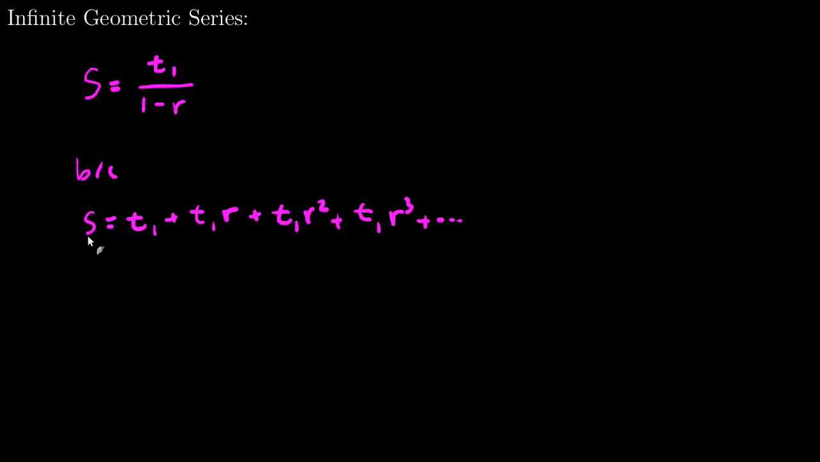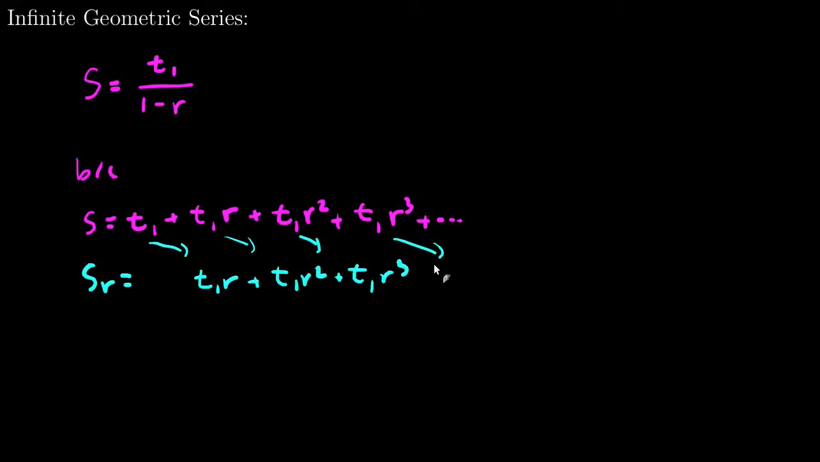If I multiply this by r, so I have s times r, basically what that does is that transfers each of these over. So instead of having t1, now I have t1 times r. It distributes to everything. And instead of having t1r, I have t1r squared. Instead of t1r squared, I have t1r cubed. And instead of having t1r cubed, I have t1r to the fourth.